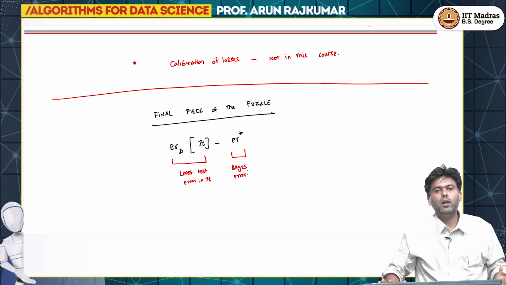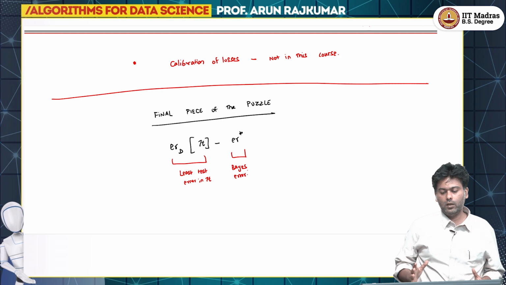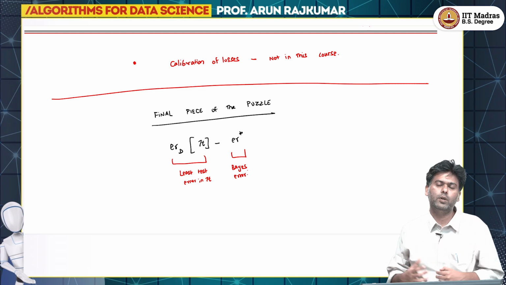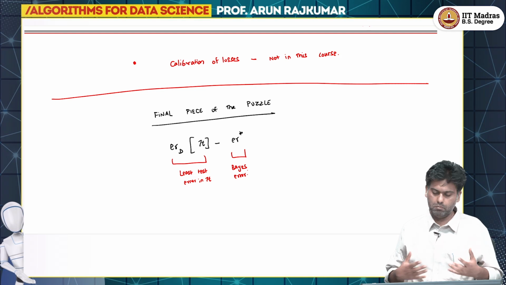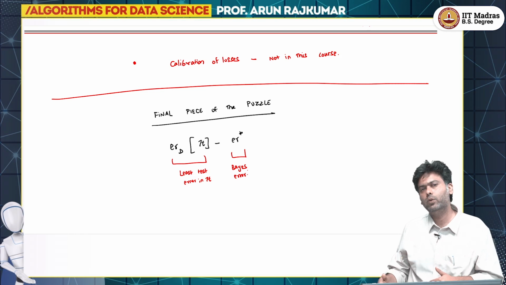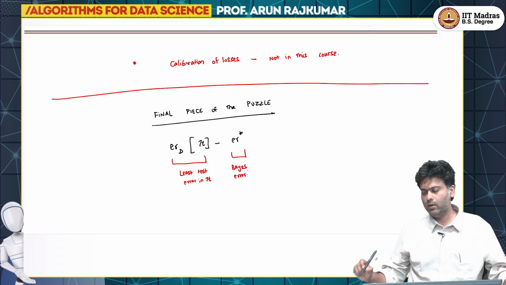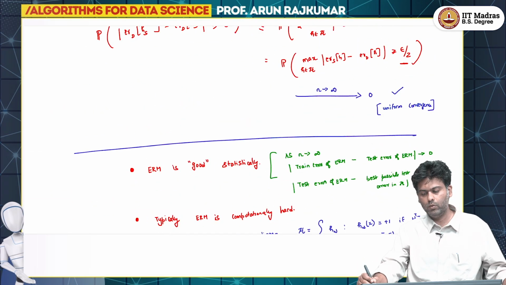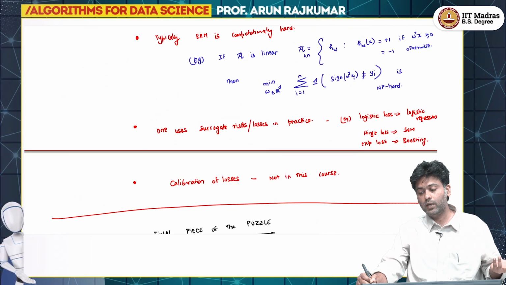Now, one might ask, why are we even restricting H, right? Why should I restrict H to be linear? Why should I restrict H to be maybe quadratic or anything of that sort, right? So, why am I doing that restriction? Well, I am doing that restriction so that all the other statements that I made about generalization error and estimation error make sense.